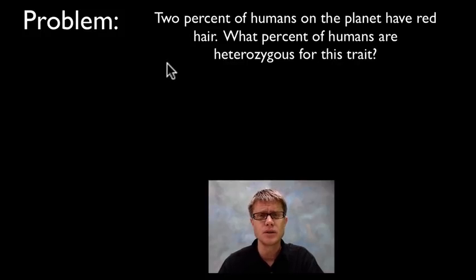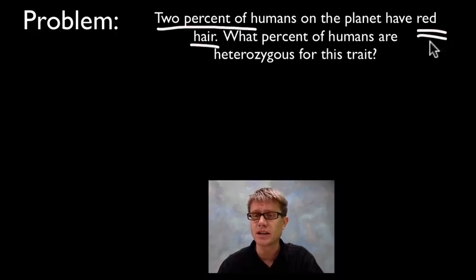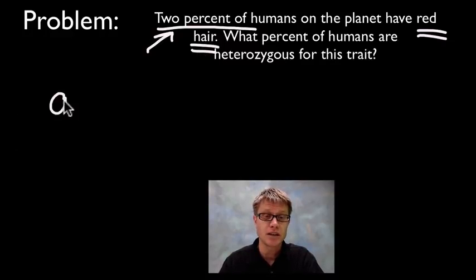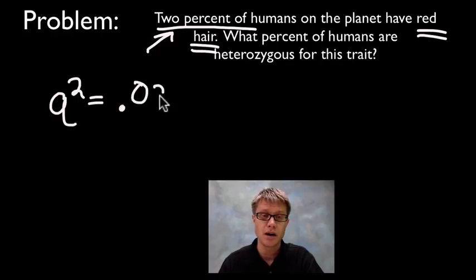Well, the first thing you need to do is figure out what the question is giving us. They're saying that 2% of humans have red hair. So what are they telling us? Well, they're telling us a number here. But when they're telling us that individuals have red hair, are they telling us a phenotype or a genotype? Well, red hair is a phenotype, and so they're telling us that. But the nice thing is that since red hair is a recessive trait, not only are they telling us the phenotype, but they're telling us the genotype. And so in this case, that's going to be Q squared. Since red hair is recessive, Q squared is going to be the individuals who have red hair.